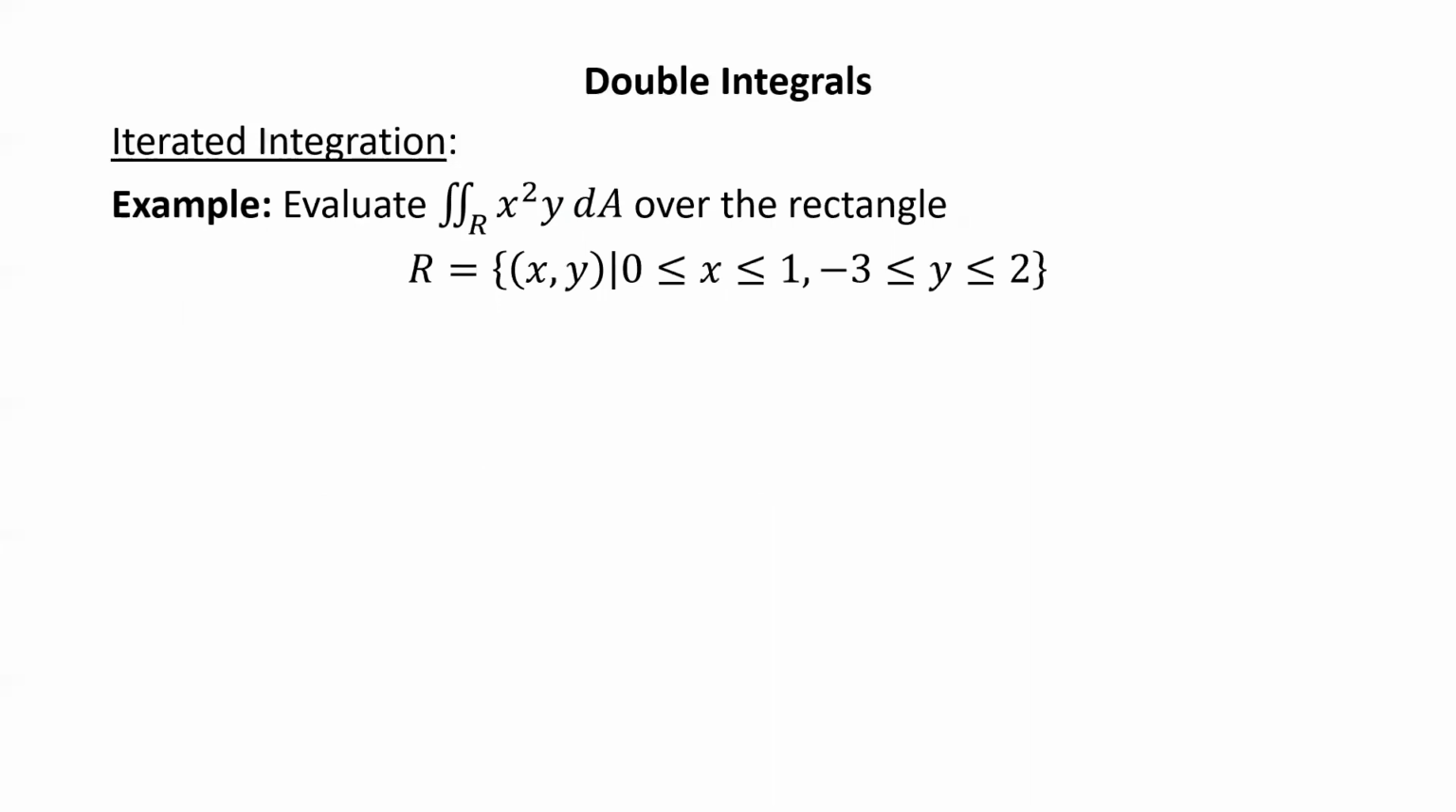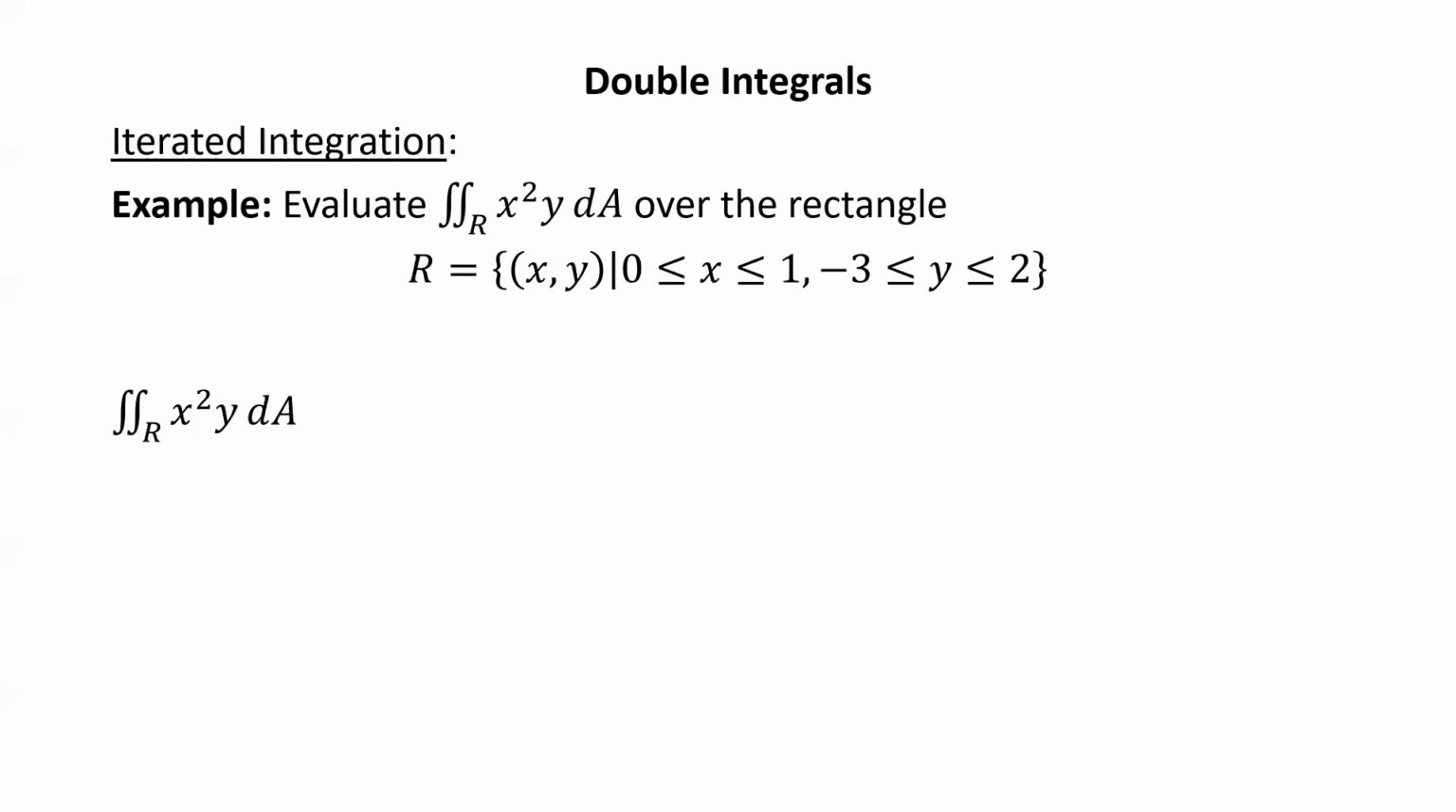Let's try one more example. Pause the video, try this example yourself, and then resume the video to check your answer. Evaluate the double integral over R of x squared y dA over the rectangle R equals the set of points (x, y) such that x is between 0 and 1 inclusive, and y is between -3 and 2 inclusive.